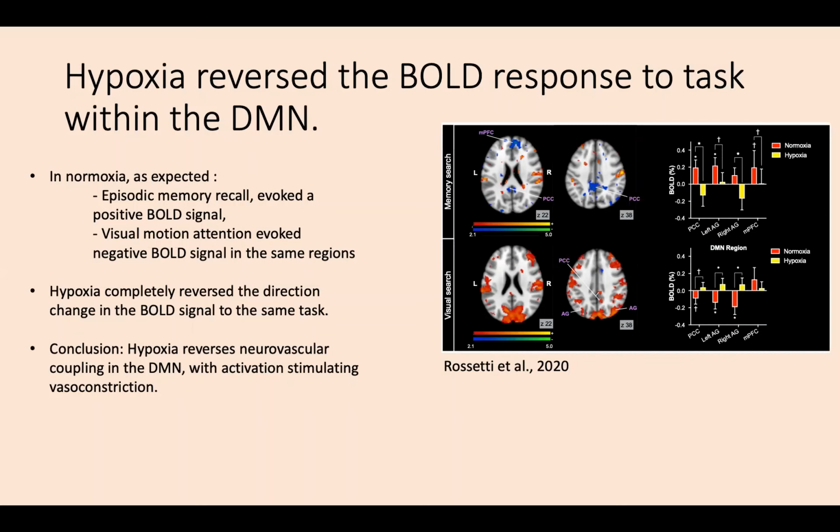However, the bold signal is a vascular response that we use to infer changes in neural activity. In order to be sure that the reversal in the bold response we observe is the result of neural activity to task triggering a reduction in regional cerebral blood flow and not the result of altered vasculature alone as a result of hypoxia, we must take a direct measure of the task-induced neural activity.